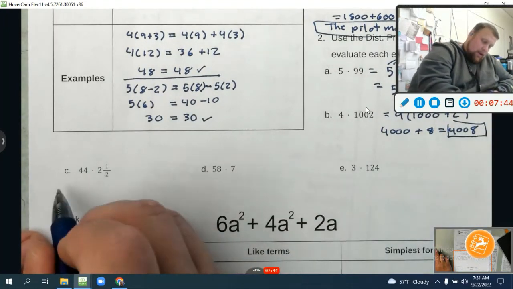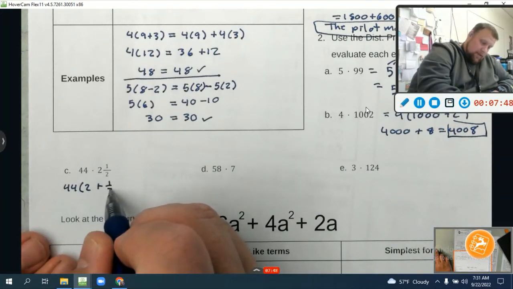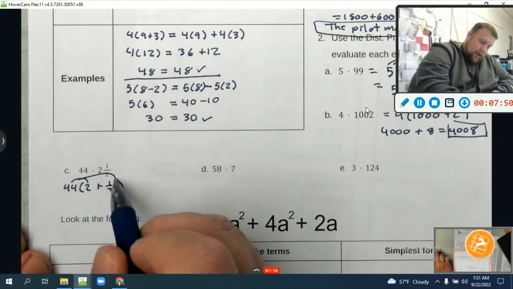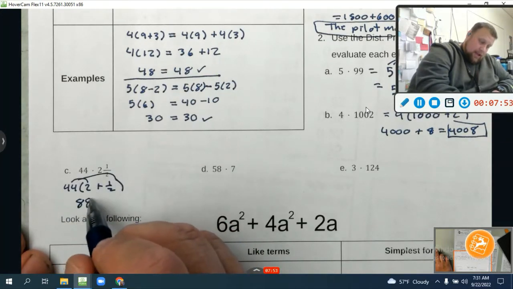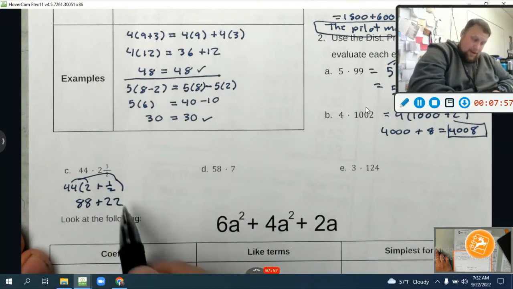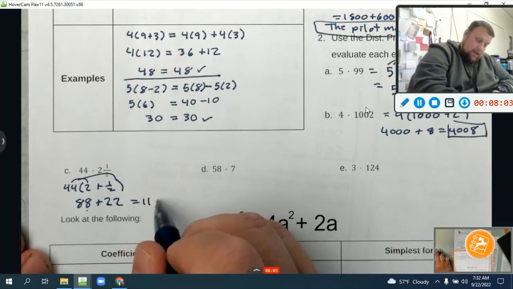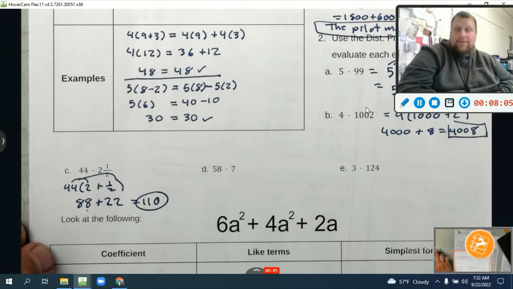How about right here? Well, I'm going to have 44 times 2 plus 1/2. When I distribute that, 44 times 2 is 88. Half of 44 is plus 22. I know that 8 plus 2 is 10, makes that 90. And then 90 plus 20 is 110. That's how I do the mental math, guys.